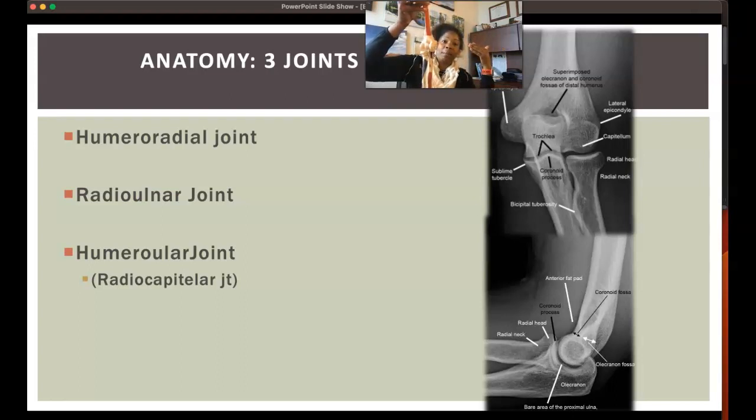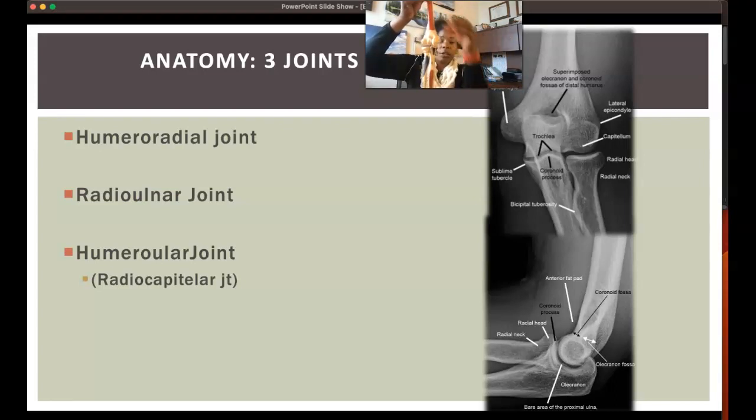But let's step back just a little bit. We have three distinct bones that make up the elbow joint. The first bone is going to be the most distal portion of the humerus, right? Then we have the ulna medially and the radius laterally. Those are the three bones that make up the elbow joint. And so then obviously we have three joints that are associated with those three bones.